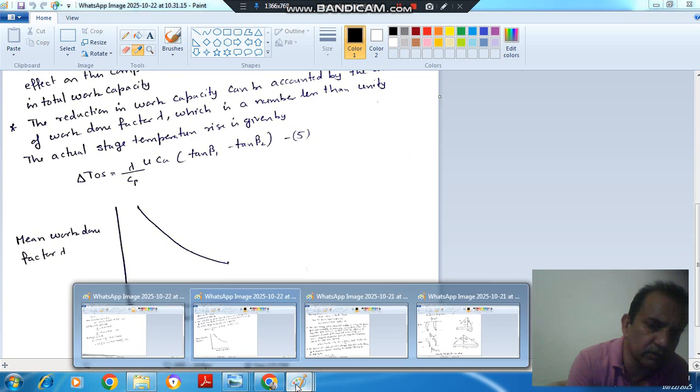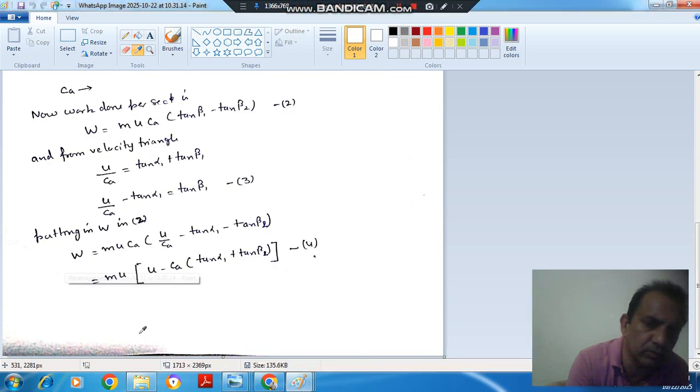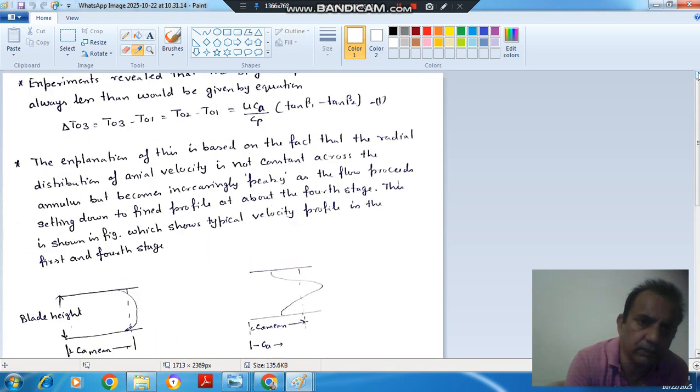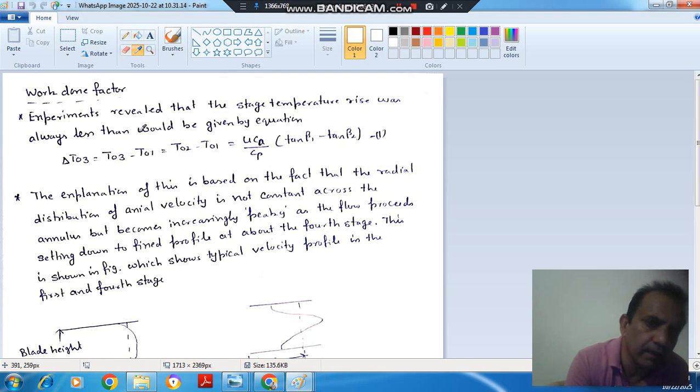So I will read this out so that you can note it down. The first point is, experiment revealed that the stage temperature rise was always less than would be given by the equation T03 minus T01 equals T02 minus T01 equals U CA by Cp (tangent beta 1 minus tangent beta 2). So this is equation number 1.